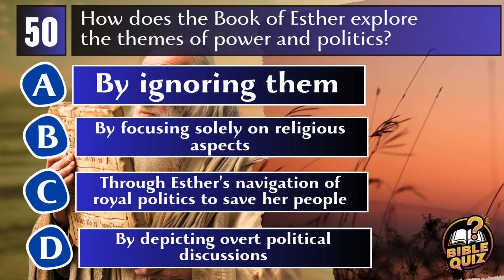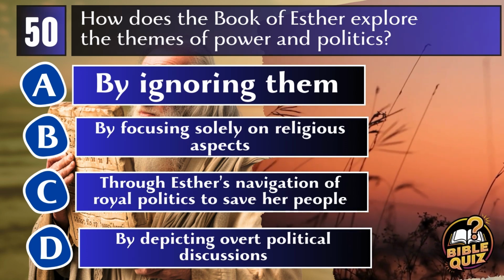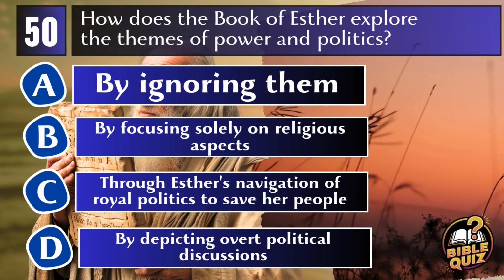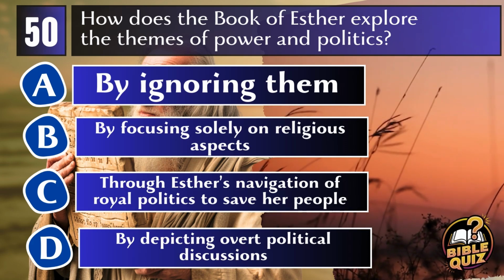A. By ignoring them. B. By focusing solely on religious aspects. C. Through Esther's navigation of royal politics to save her people. D. By depicting overt political discussions.